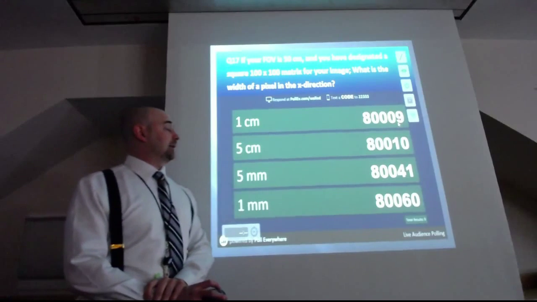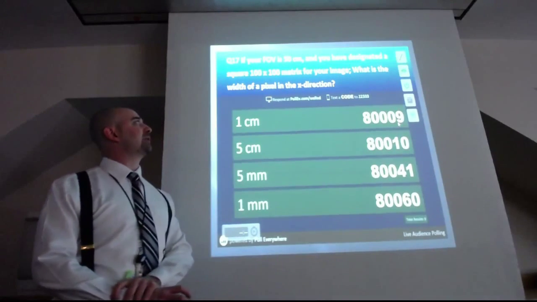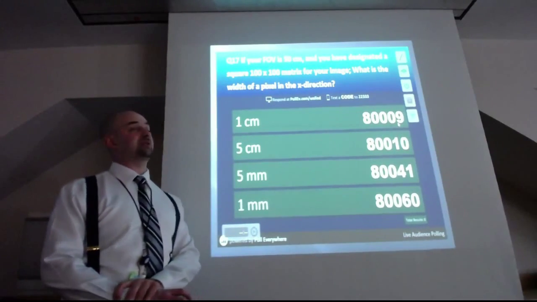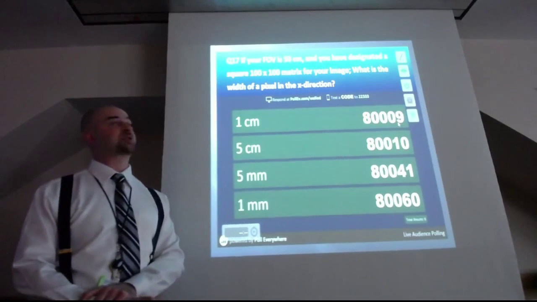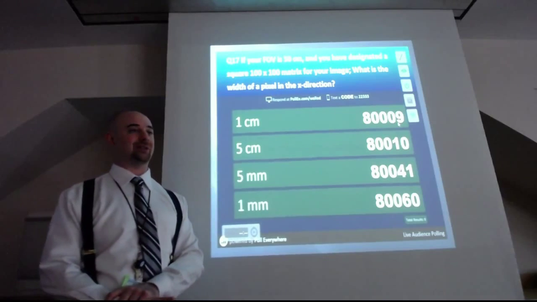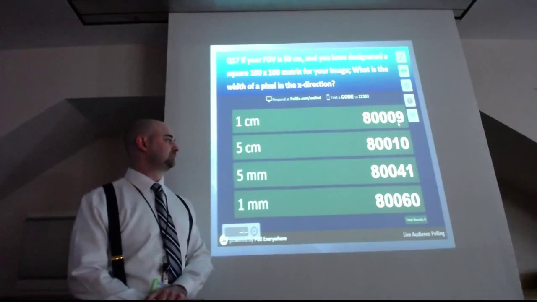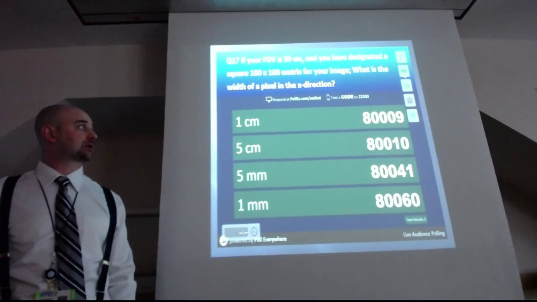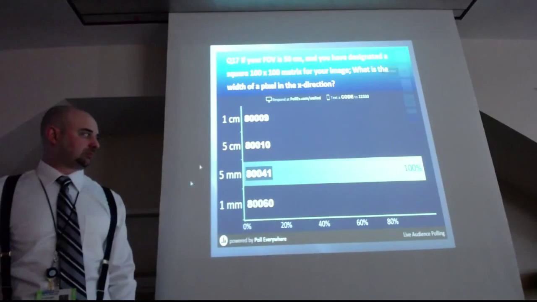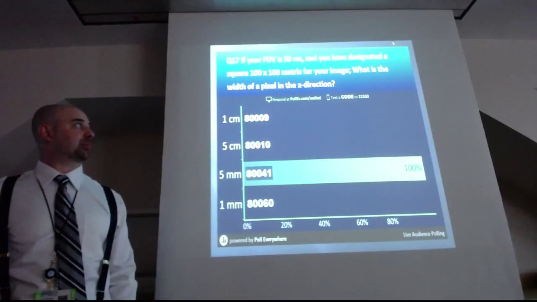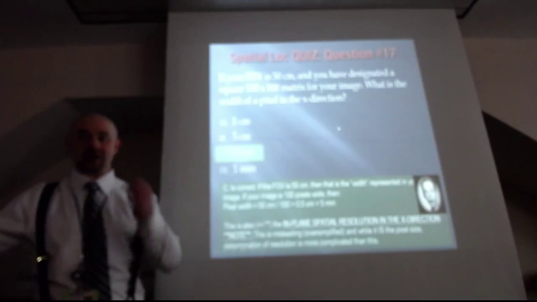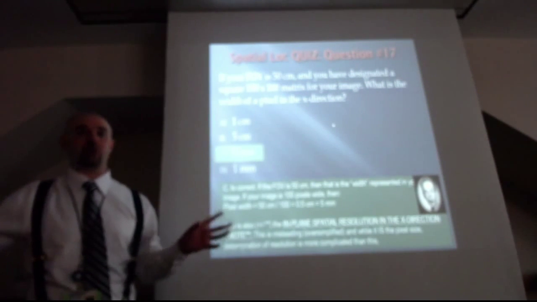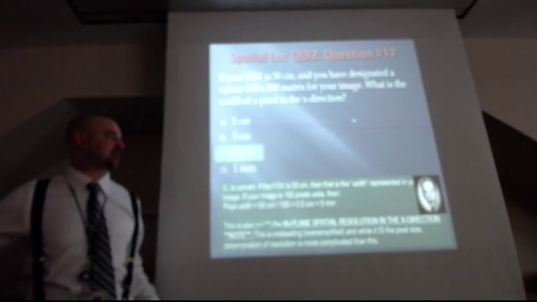all right, let's do a couple questions. If your field of view is 50 centimeters and you've designated a square matrix that's 100 by 100 for your image, what is the width of a pixel in the x direction? Good, 5 millimeters. It's simple math, right? So basically it's just your field of view divided by the number of steps that you've broken it up into, or your matrix size in the x direction.